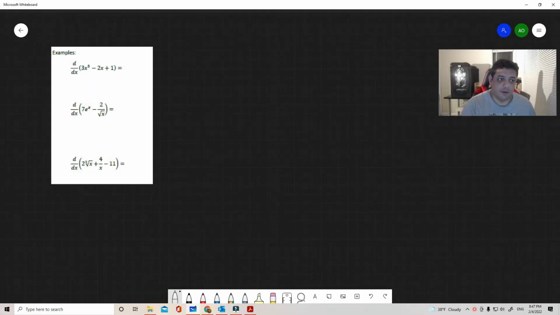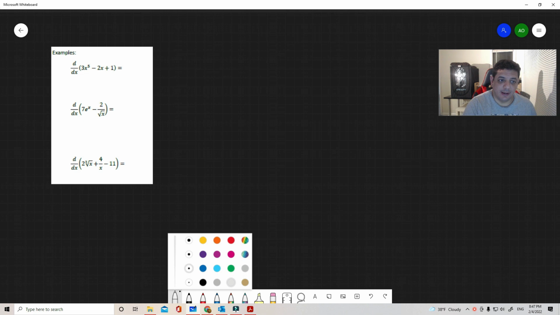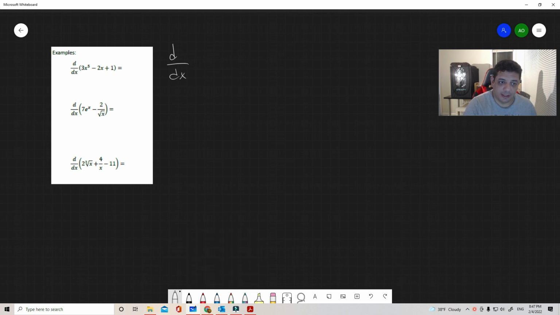So first consider the three functions that we have here. First, if we have the polynomial 3x to the 5 minus 2x plus 1, and we're going to find the derivative of that. Applying the sum rule, we get that this is the derivative of 3x to the 5 minus 2 derivative of x plus the derivative of 1.